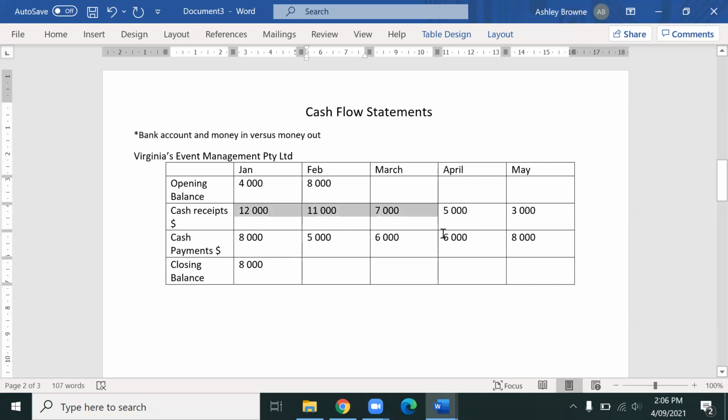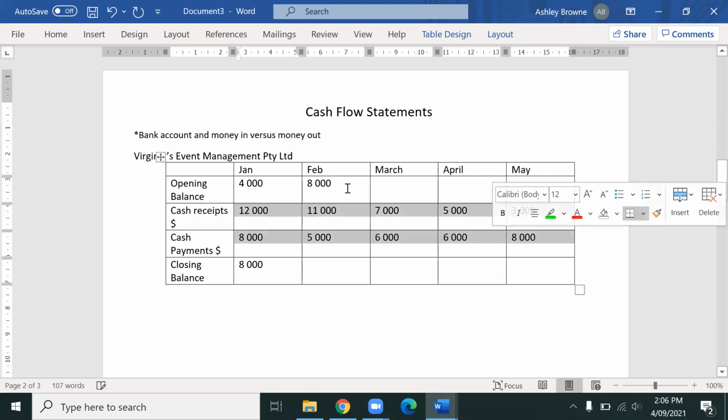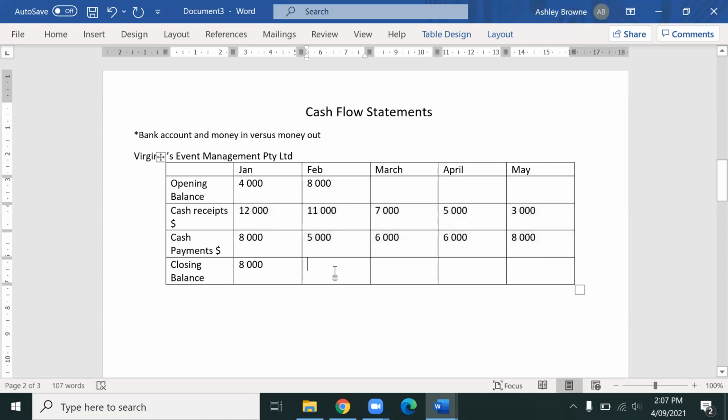Now, sometimes you're just given these two things. In fact, from the textbook or the previous exam I was looking at, it only had these two rows. So I just added these to make it a bit easier to explain. Now, if we start February with $8,000, we get $11,000 of sales, receipts, inflows, whatever you want to call it, come in. We've now got 19 grand in our bank. Then 5 grand goes out. So 19 minus 5 is 14,000.